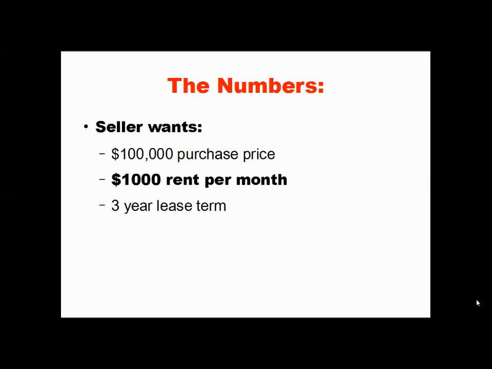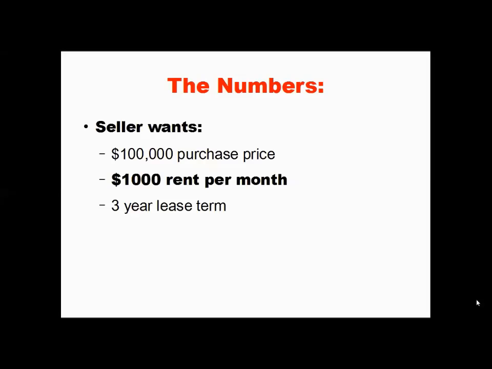So let's go through some of the numbers so this makes a little bit more sense as to why I'm talking about sandwiches. I'm making myself hungry and probably yourself as well. Okay, so the seller in this particular example wants to sell their property for $100,000, and they want to rent the property for $1,000, and they're willing to take 3 years for the end tenant buyer. You're going to be the buyer, and then you have an end tenant buyer, the person that you're going to assign the option over to.